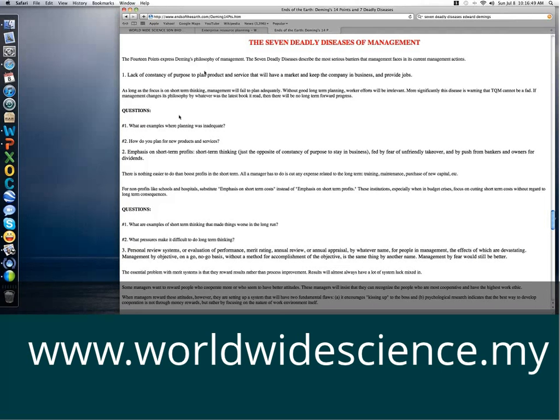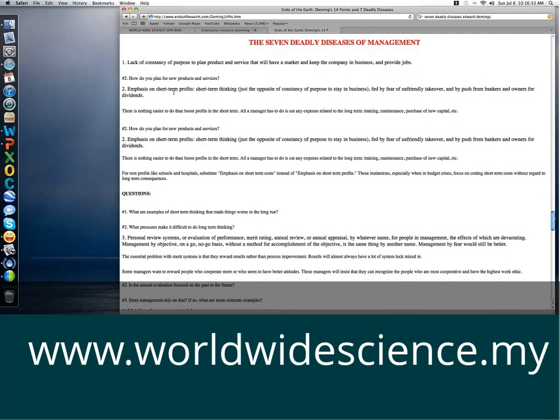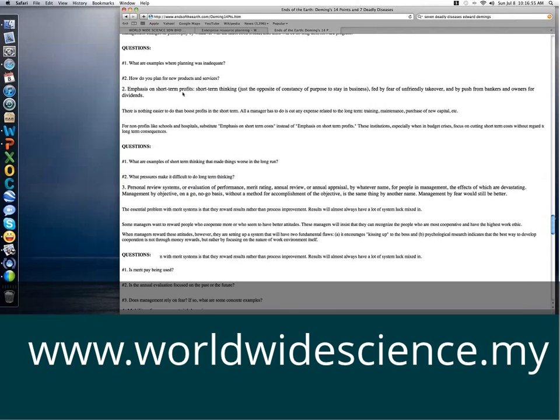That's really important. Number two is emphasis on short-term profits, short-term thinking, just like the opposite of constancy. If you focus on short-term, the fear of unfriendly takeover will take you, because every time management changes, the whole scenario, the whole atmosphere is going to change. That's definitely not a good idea for making profits. So basically the constancy, the overall long-term side of it is really, really important.